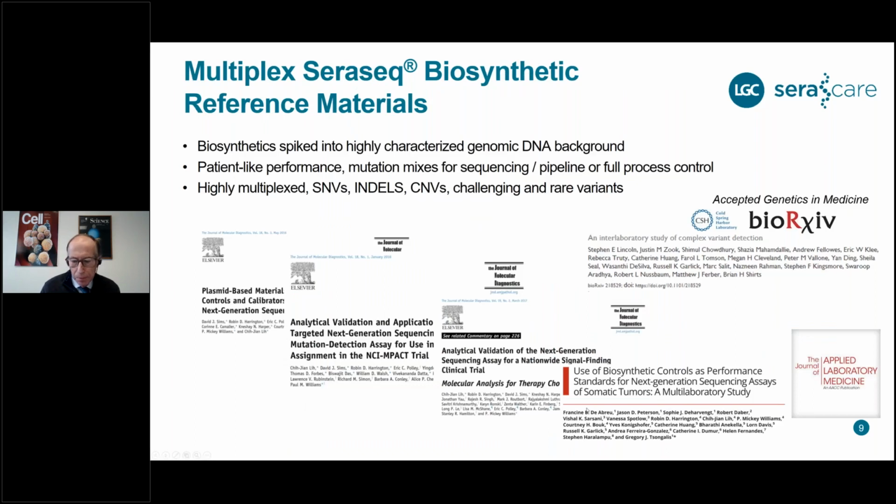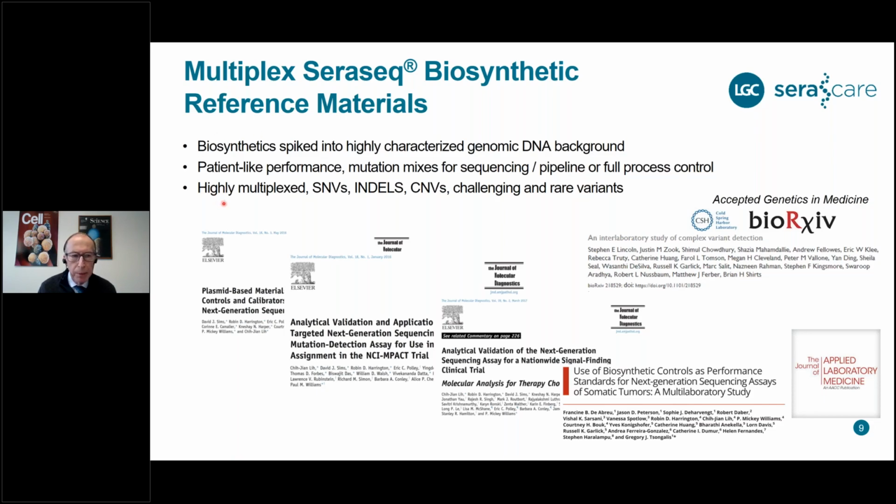So this approach has been well validated and published. With the biosynthetic approach, we are spiking these synthetic materials into a highly characterized genomic background. We use Genome in a Bottle, and we can actually change the background if you so desire. We've gone on to show the patient-like performance of these mutation mixes for sequencing and for pipeline assessment, or use as a full process control. We spike them into an artificial plasma.